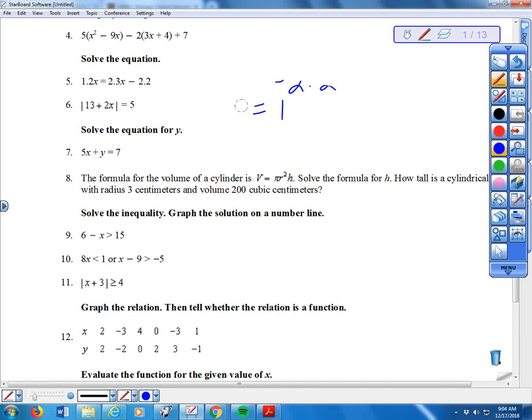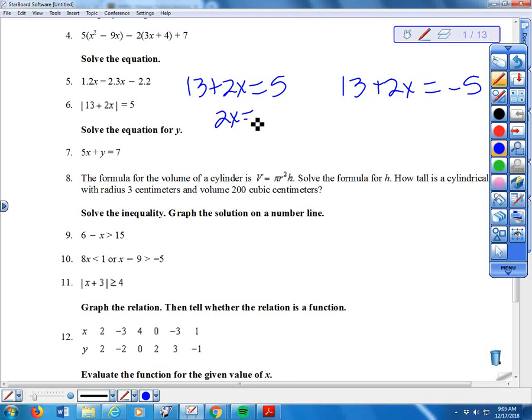Okay, this is absolute value. With absolute value, you always have 2 answers. So you have to set up 2 equations. Drop the absolute value for the first one. And the second one is just equal to negative 5. There's always 2 answers with absolute value. So subtract, I get 2x equals negative 8. X equals negative 4. Or here I have 2x equals negative 18. X equals negative 9.